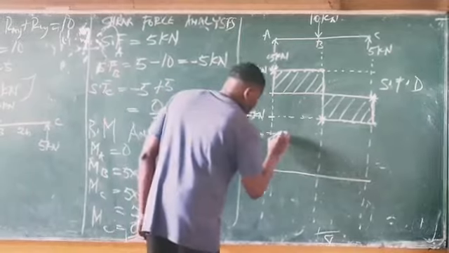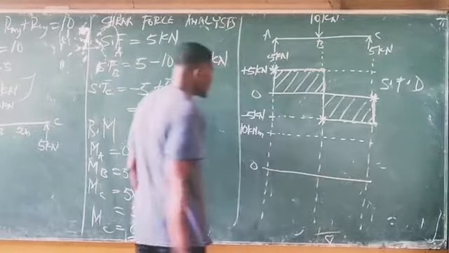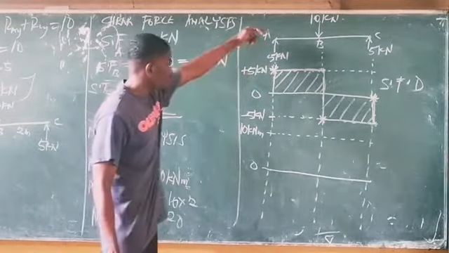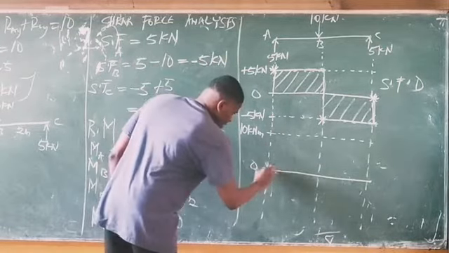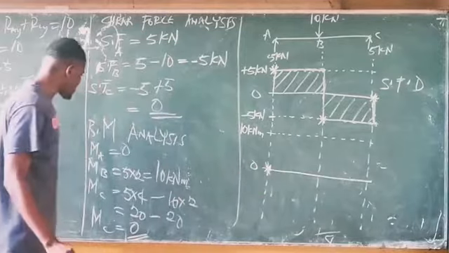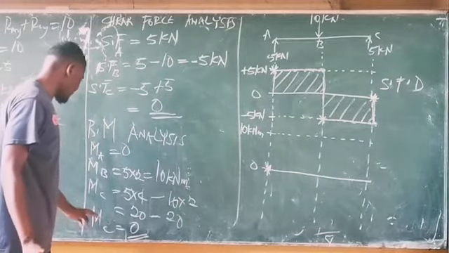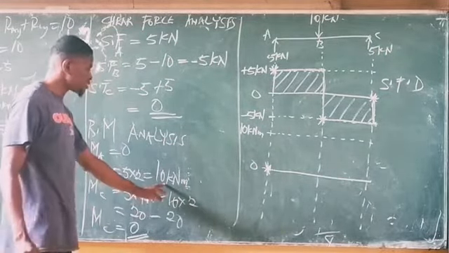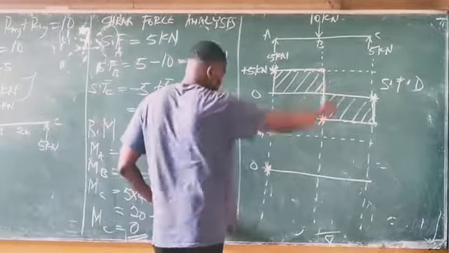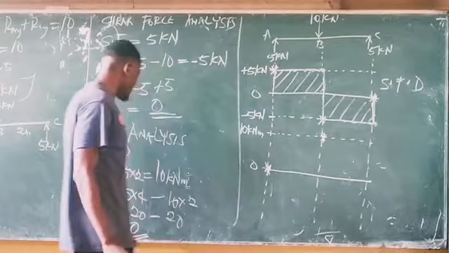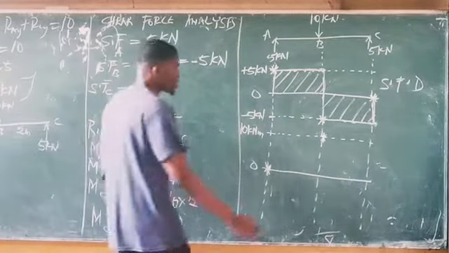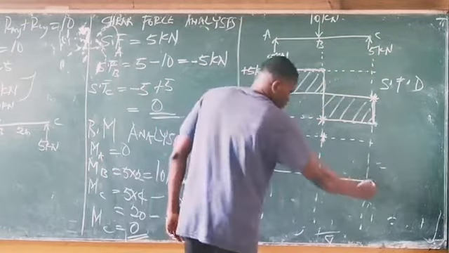Okay, so do well to trace this out. Moment at point A is 0. This is point A, and this is the 0 line. Moment at point B is 10 kilonewton meter. This is point B, and this is 10 kilonewton meter. The moment at point C is 0. This is point C, this is the 0 line.